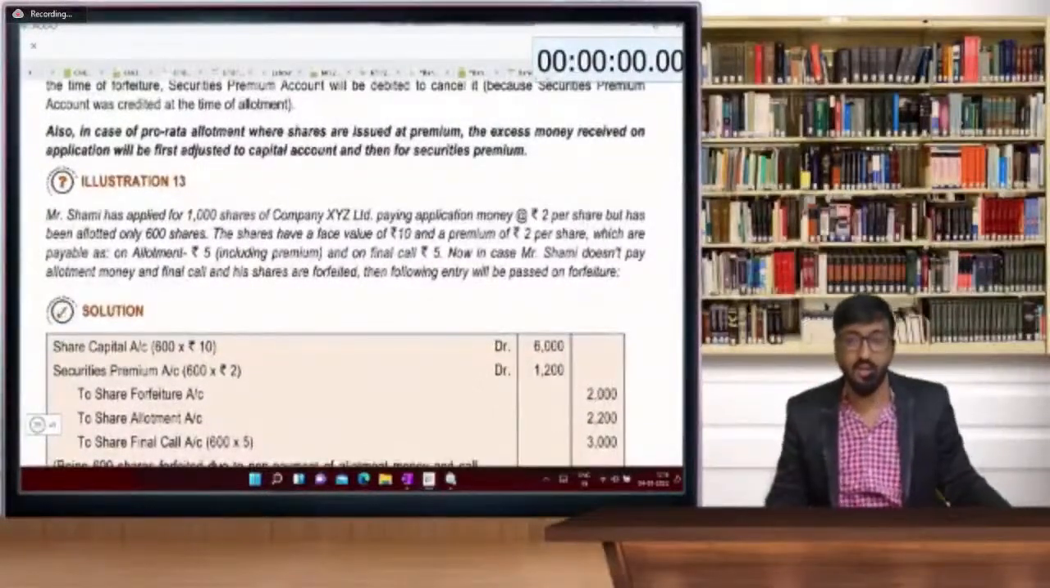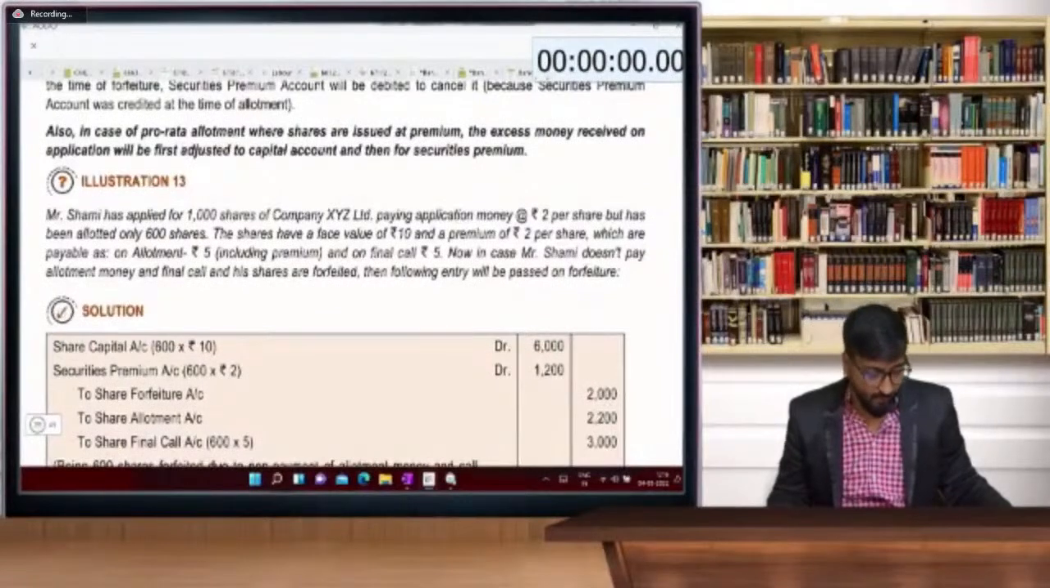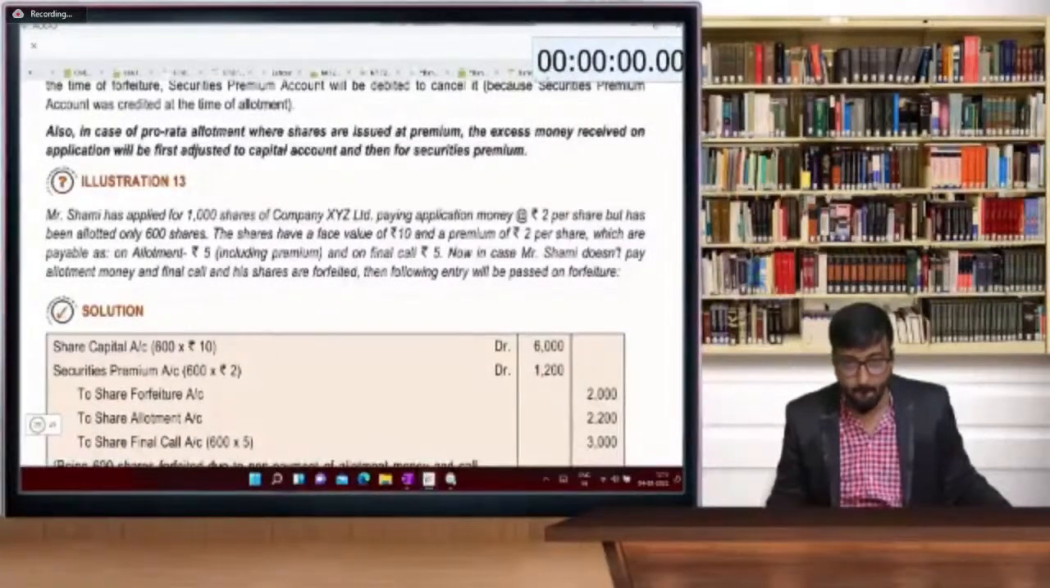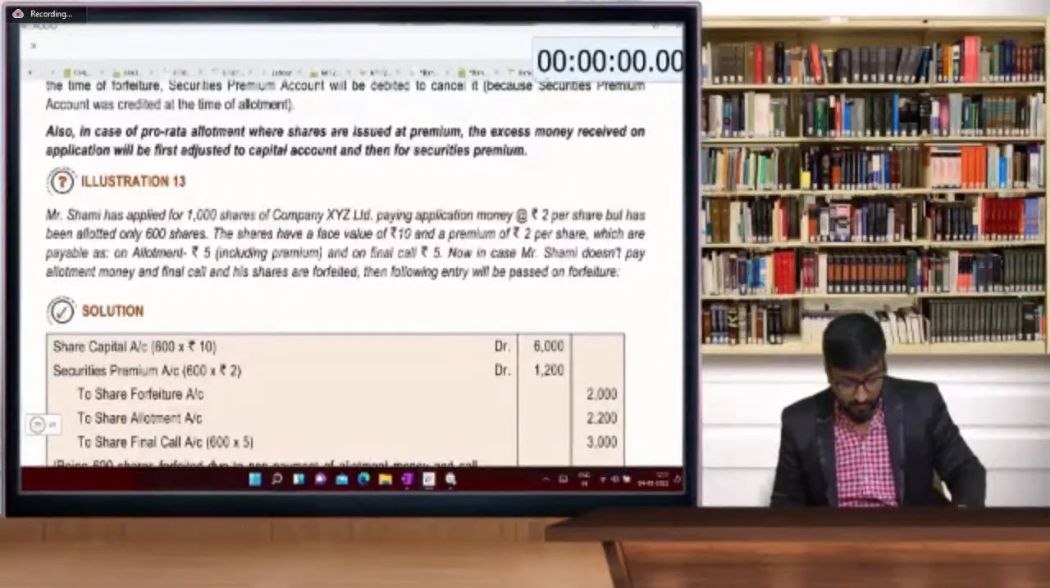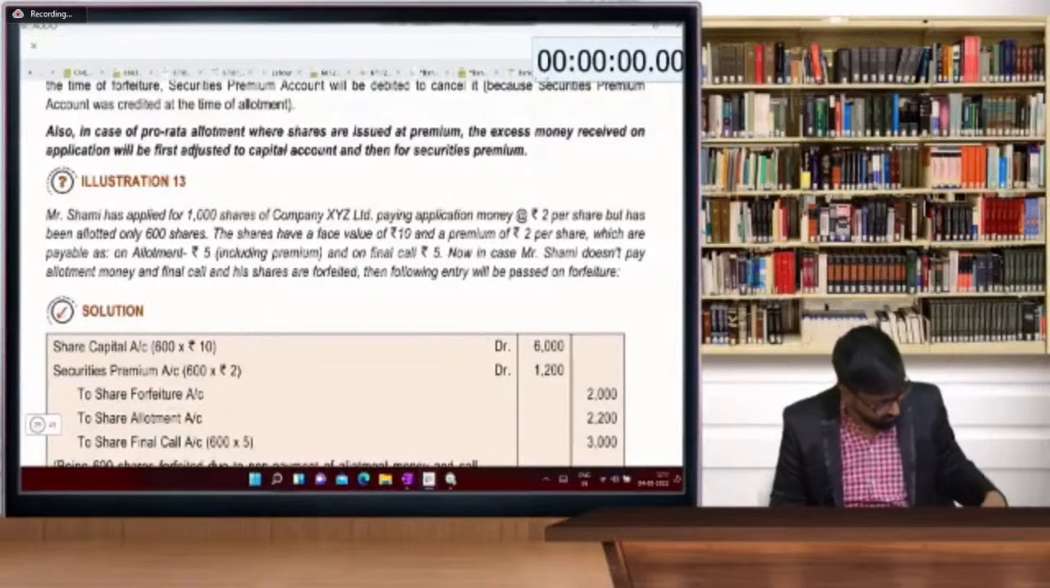Now let's see 13 number. Chalo, tell me in the comment section: till now it's easy or till now it's difficult? Easy or difficult till now?